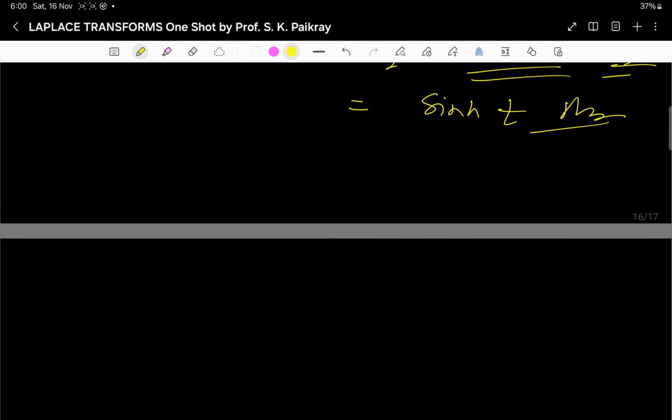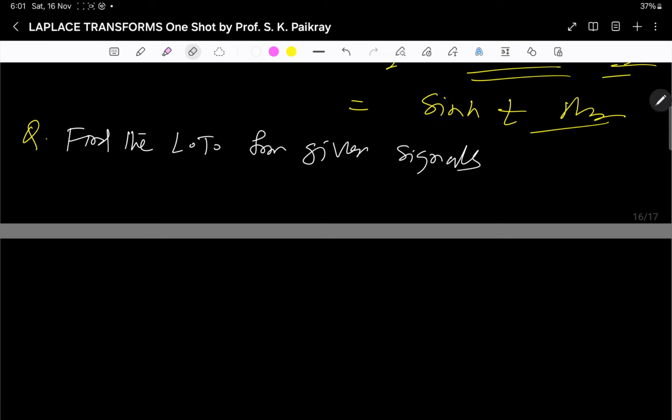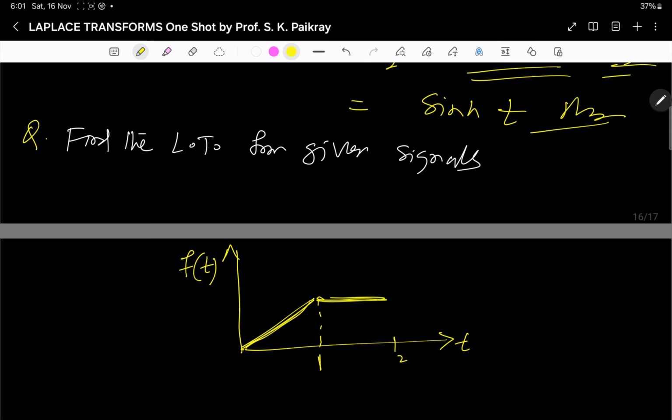A graph is given, how to find the Laplace transform. So one signal is given to you, find the Laplace transform. A signal of this form is given, suppose it is t, it is your f(t). Now up to 1 this is the graph, and up to 2 this is the graph, and onwards it is 0.